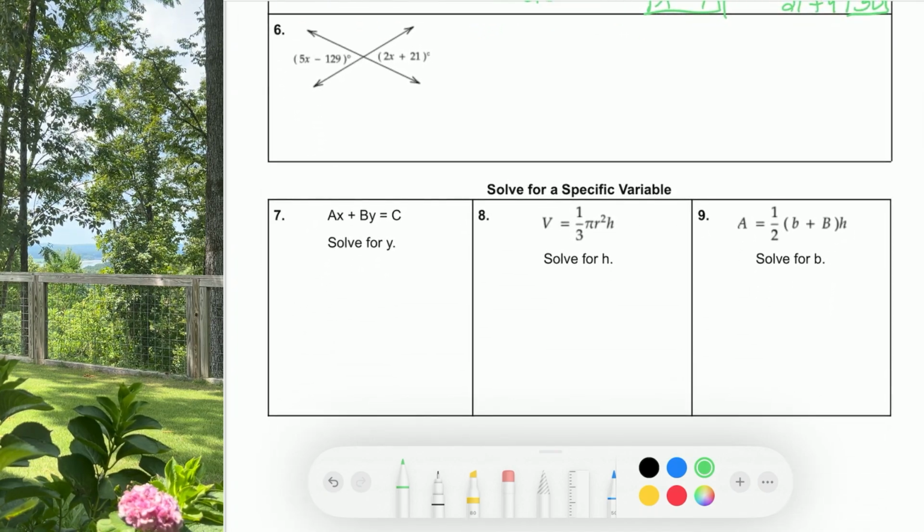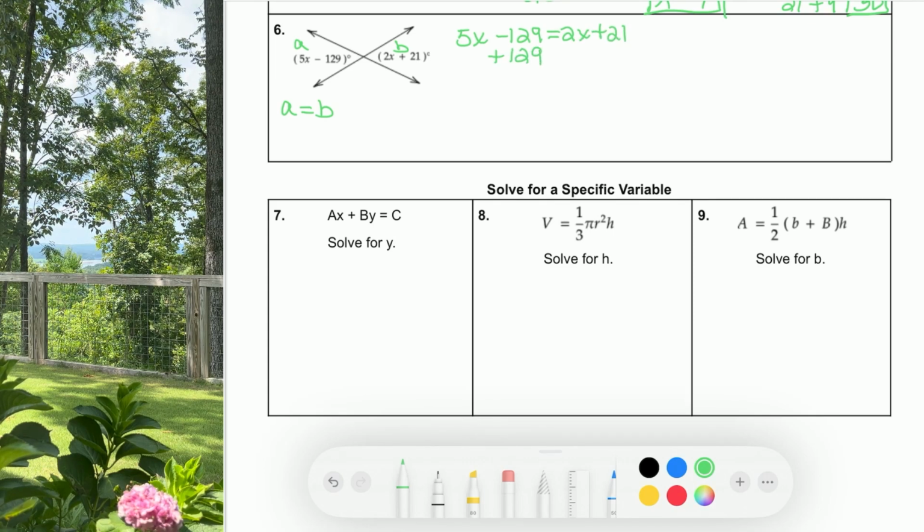Number 6. Now we're dealing with vertical angles, angles directly across from each other. And remember, those were A equals B. They equal each other. So I'm going to label this one A and this one B. And then I'm going to set them up equal to each other. 5x minus 129 equals 2x plus 21.